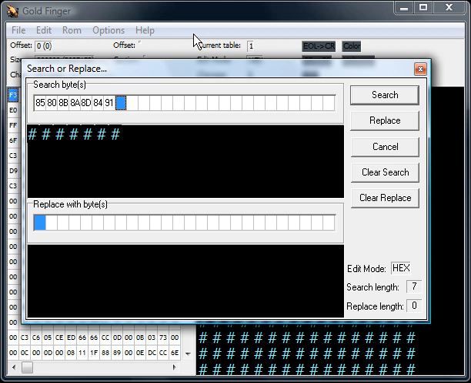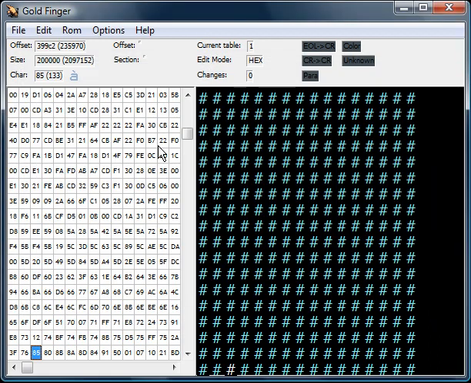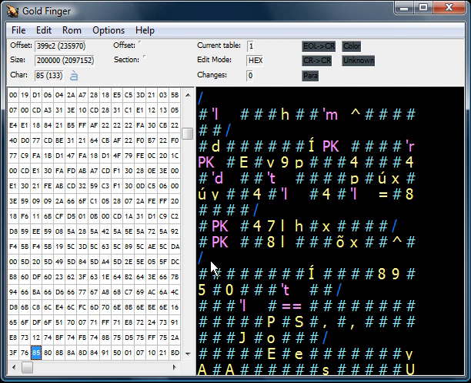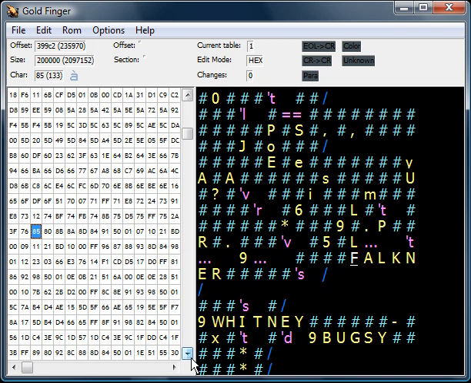which is explained in part 3, you may remember that all of these bytes belong to the alphabet. 85 is F, 80 is A, 8B is L, 8A is K, 8D is N, 84 is E, and 91 is R, which leads to the name Falkner. Yeah, so this is the place where Falkner's trainer data begins.